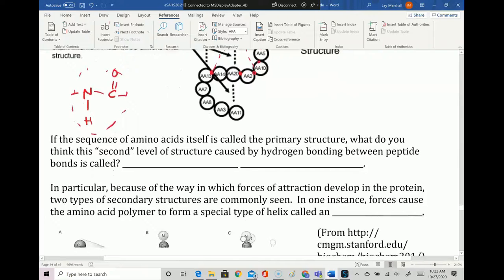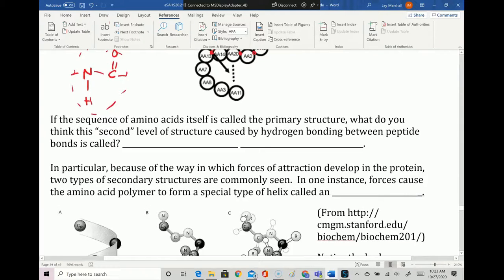So if the sequence of amino acids itself is called the primary structure, this second level of structure is going to be called the secondary structure, right?